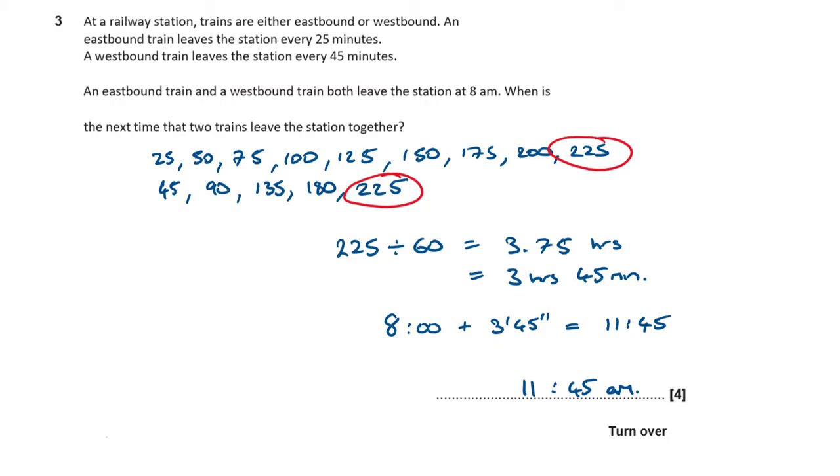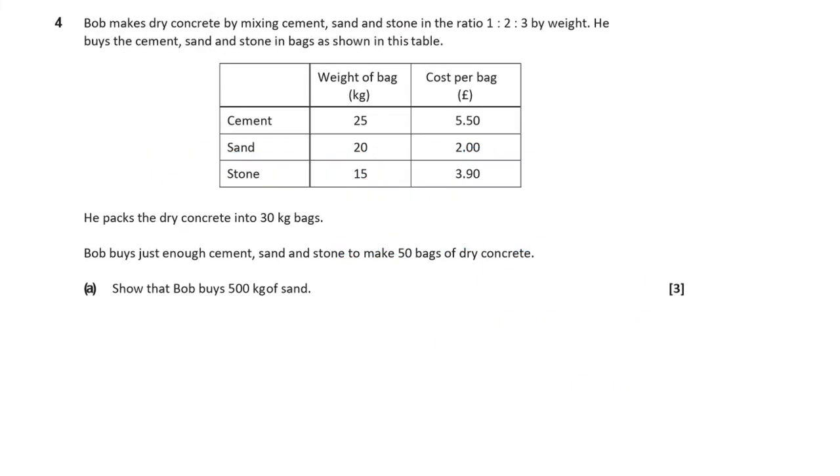11:45 a.m. Good job. Question 4. Bob makes dry concrete by mixing cement, sand and stone in the ratio of 1 to 2 to 3 by weight. He buys the cement, sand and stone in bags as shown in this table. So cement is 25 kg and costs £5.50, sand is 20 kg, costs £2, and stone is 15 kg and costs £3.90. He packs the dry concrete into 30 kg bags. Bob buys just enough cement, sand and stone to make 50 bags of dry concrete. Show that Bob buys 500 kilograms of sand.